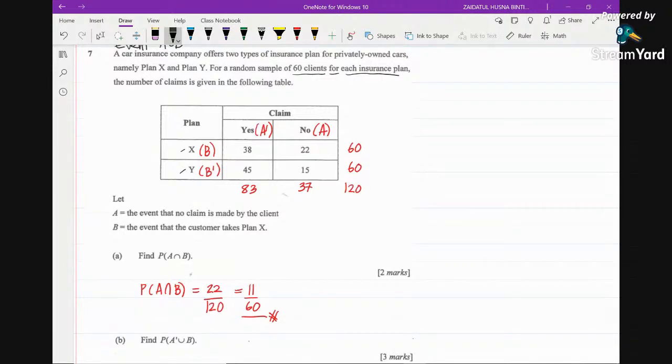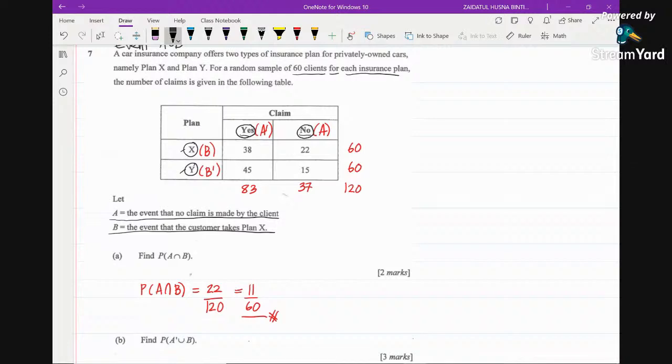So the X and Y here represent the insurance plans. We have Plan X and Plan Y. And the event here, yes, no, is about whether the client made a claim or not for that particular insurance plan. In this case, we cannot simply denote any letters. Why? Because it has been declared in the question here. So we cannot simply put Y to represent the event yes, and we cannot put the letter N to represent no.